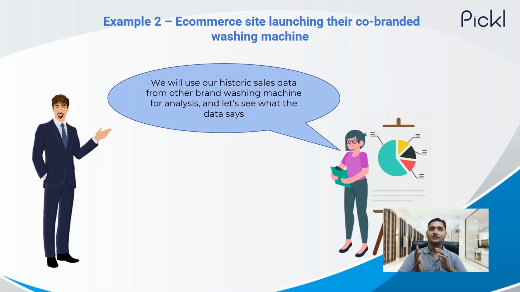The analyst then tries to understand what kind of data we will need, right? And she identifies that if we have the washing machine sales data for the last couple of years, then we can use that to come up with an optimal pricing model, right?